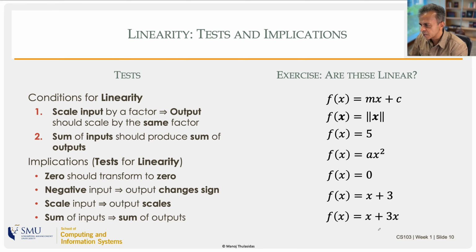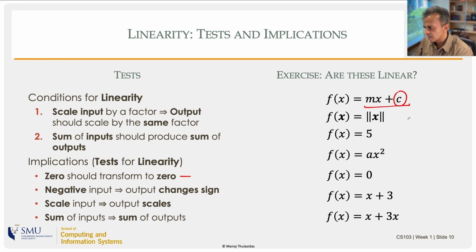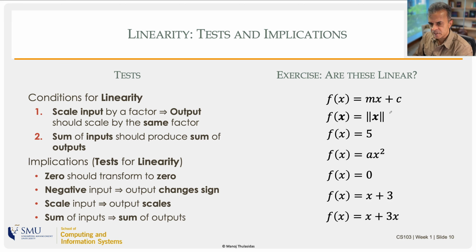So f(x) equal to mx plus c. How would you test it? Just put x equal to 0. That is our first test here. x equal to 0, then what you get is c. So this expression mx plus c is linear only if c equal to 0. So even though you learned mx plus c is a line, it's not a linear expression in one variable, which is something interesting and something to keep in mind.